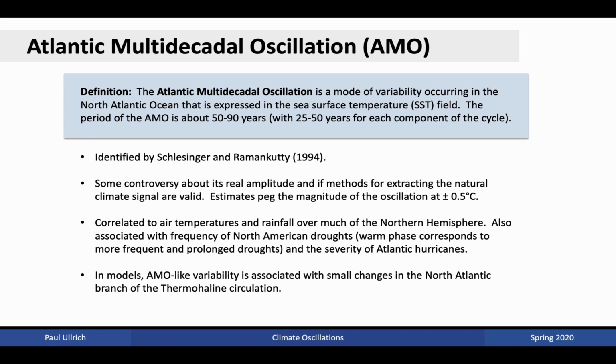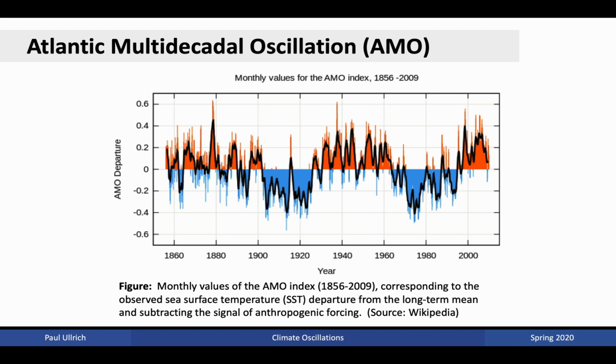In models, this AMO-like variability is associated with small changes in the North Atlantic branch of the thermohaline circulation. Recall from last time we discussed how the thermohaline is responsible for bringing warm waters into the North Atlantic, as well as being responsible for driving things like sea ice extent. The AMO then is closely connected to the variations that occur within the thermohaline.